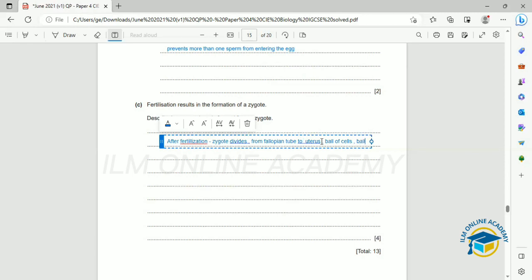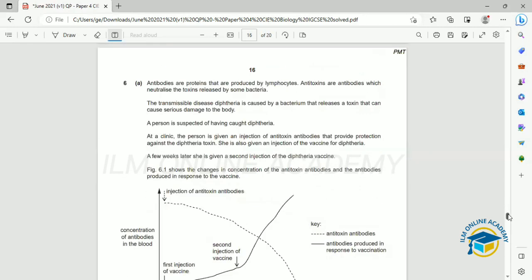The blastocyst, or maybe you can say ball of cells, gets implanted in the walls of the uterus, where it develops into an embryo attached to placenta and fluid filled membranes. So these are all of the things that you need to mention, and let's talk about the next question.